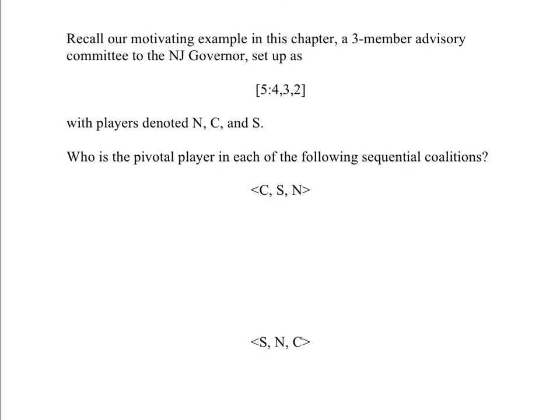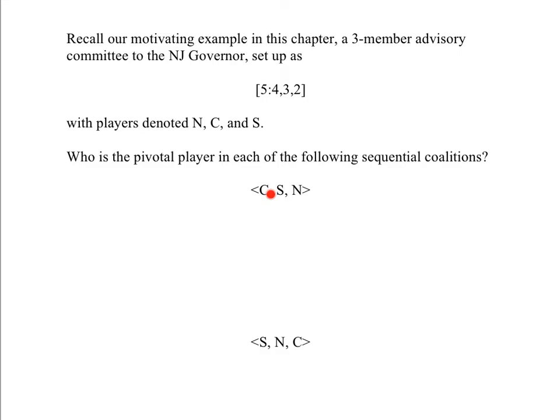Now, to practice finding pivotal players in sequential coalitions, let's recall our motivating example in this chapter, a 3-member advisory committee to the New Jersey governor, set up with quota 5 and weights 4, 3, and 2. Remember, this was set up so that the weights would be proportional to the populations of northern, central, and southern New Jersey, whom we denote N, C, and S. The representatives are denoted N, C, and S. So we can ask, who is the pivotal player in each of the following sequential coalitions?